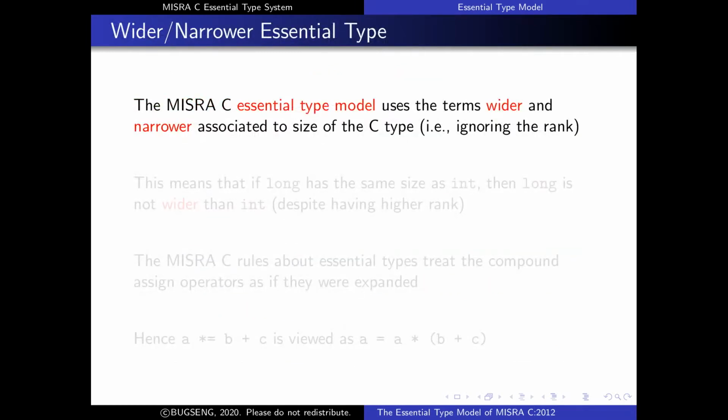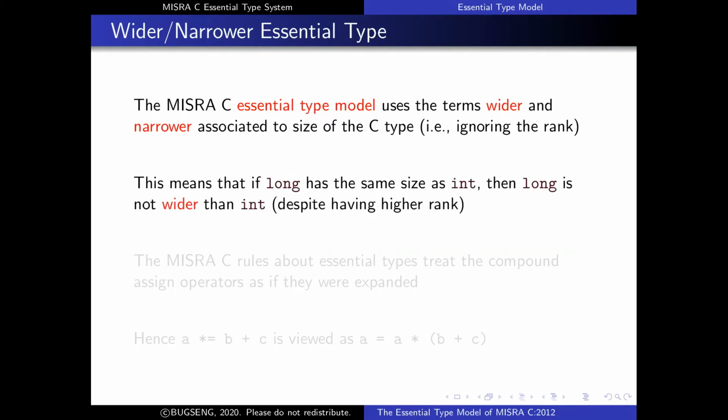Okay, so in MISRA C essential type model, two terms are used, wider and narrower, and they refer to the size of the C type. In the previous webinar, we have talked about the rank of a type. The concept of wider and narrower has nothing to do with rank, even though there is a relation. If long has the same size as int, then long is not wider than int, even though long and int have different rank. The rank of long is higher than the rank of int.